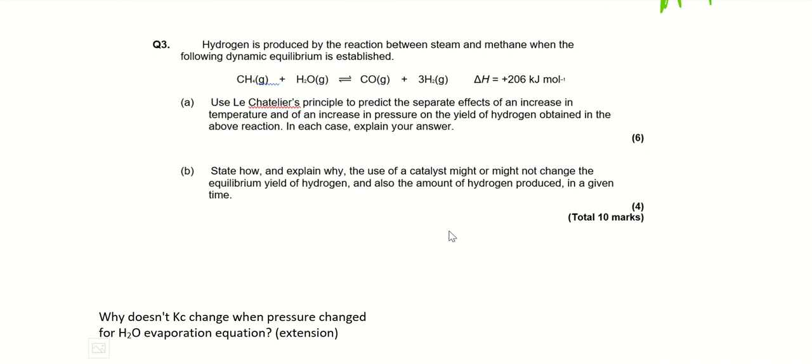Question 3b was questioned about as well. State how and explain why the use of a catalyst might or might not change the equilibrium yield of hydrogen and also the amount of hydrogen produced in a given time. Okay, so when they say in a given time, then we need to think kinetics as well, i.e. rate of reaction. But they're also talking about equilibrium, of course, so we're going to be talking about yield.